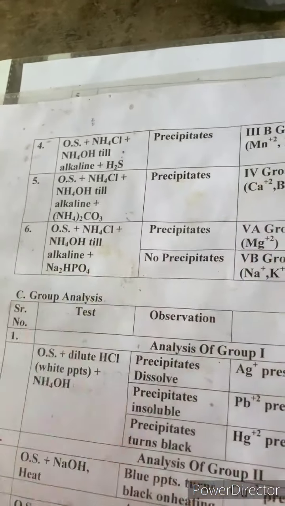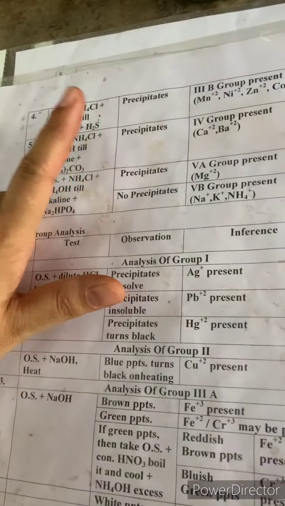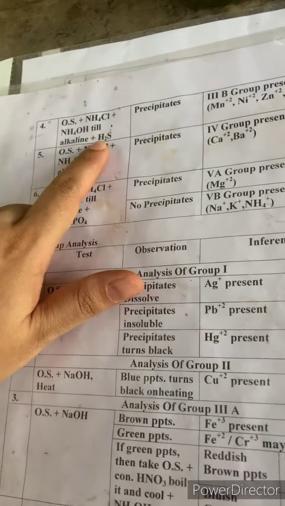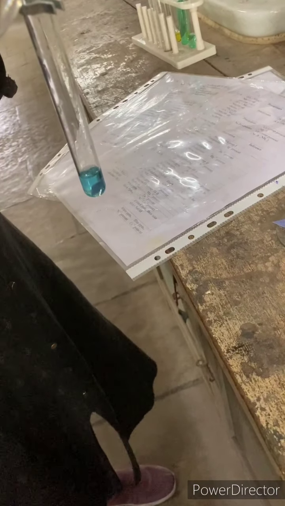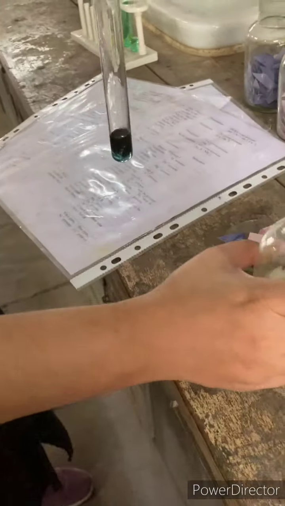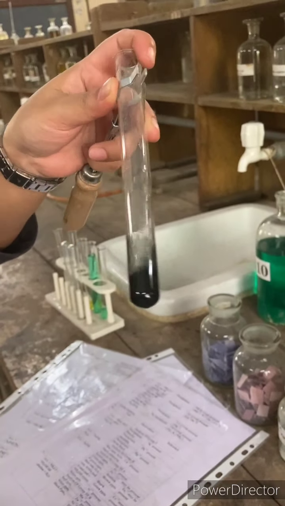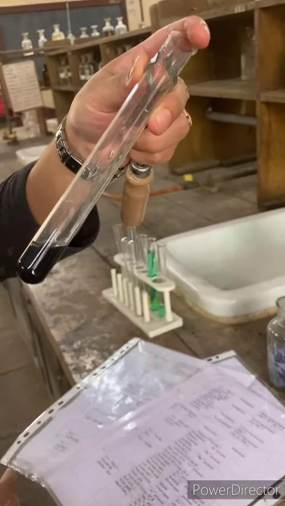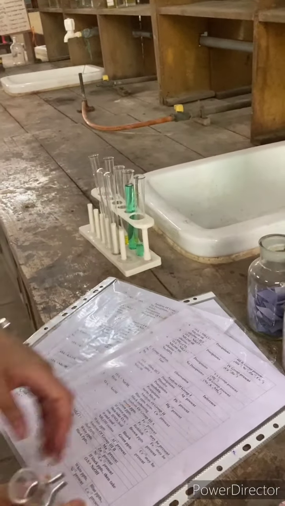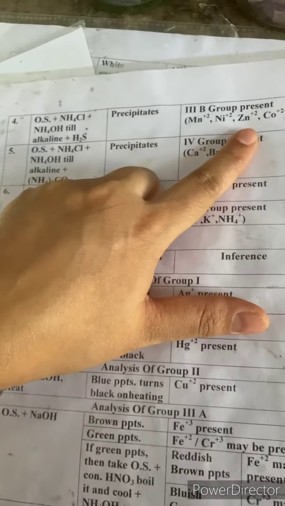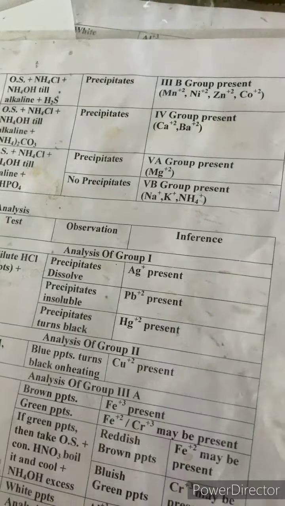So again we will go for the test of third B group. For the third B group, since the third A group is absent, we can directly add H2S to the same test tube only. Now we'll add H2S to it. As you can see, there is formation of black precipitates at the bottom of the test tube, which confirms the presence of any of these 4 ions in the test tube.